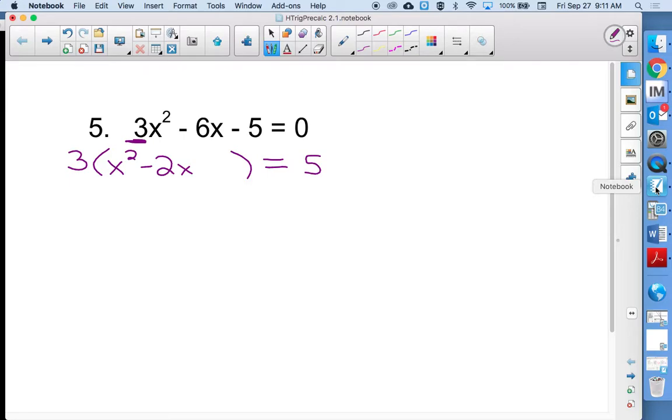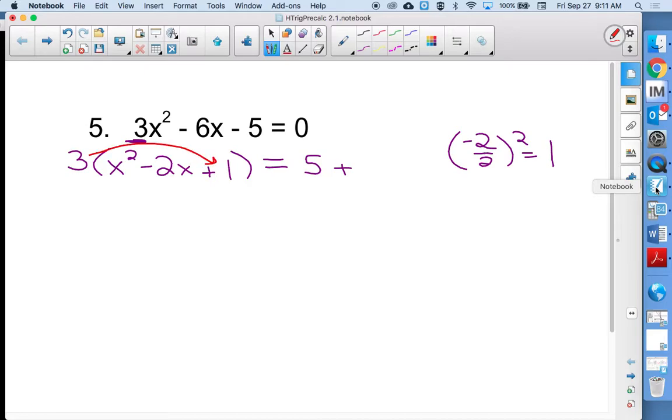We would take negative 2 and we would divide by 2 and then square it. Right. And that gives you 1. So it works out nice because there's an even number inside. As long as that number is even, you should get nice answers because you're not working with a fraction. So we would add a 1. But on the other side, we're taking 3, the number in front, times that 1. And that's to keep it equivalent.